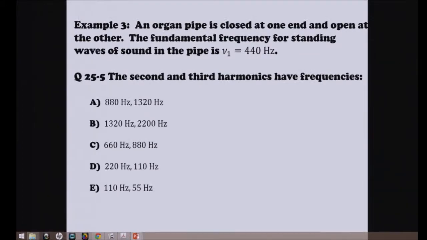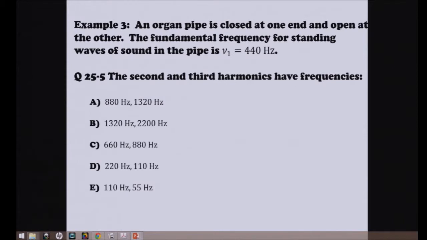Okay, so here we have an organ pipe that is closed at one end and open at the other, and the fundamental frequency, so the longest wavelength wave that will fit in there on resonance, has a frequency of 440 hertz. We want to know what are the second and third harmonics. So think carefully, and I recommend drawing this out.